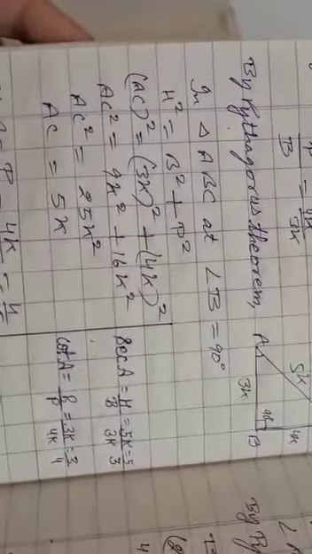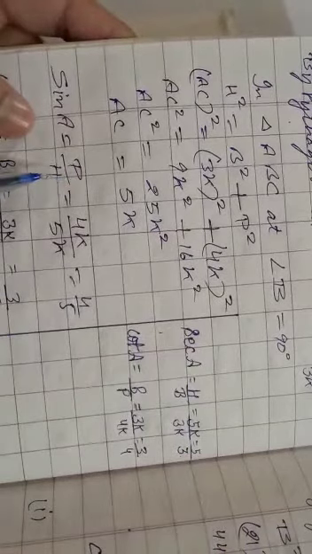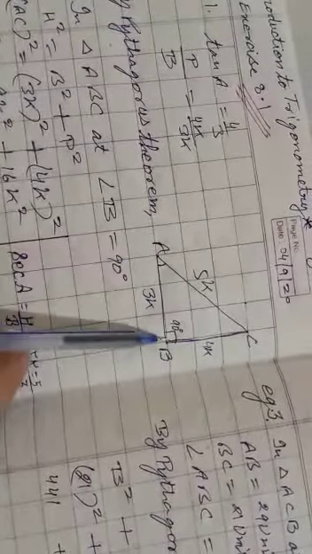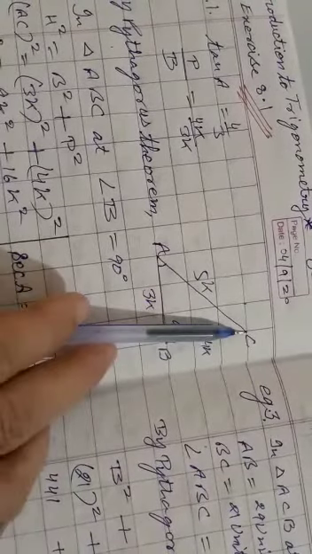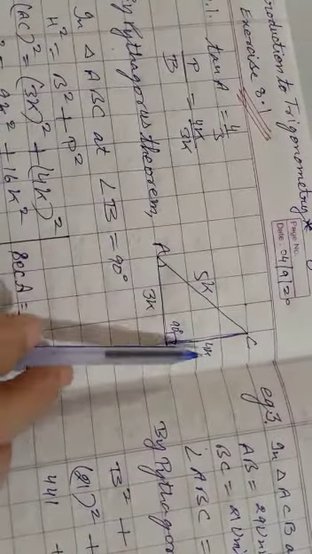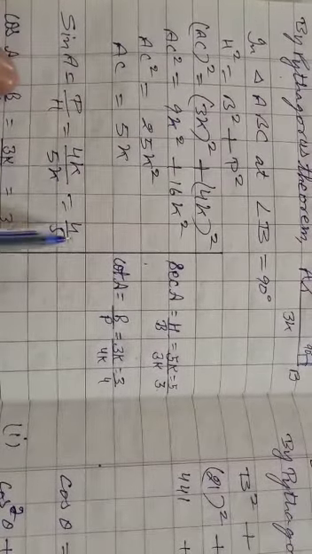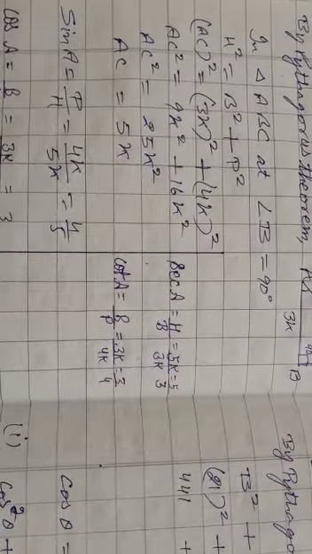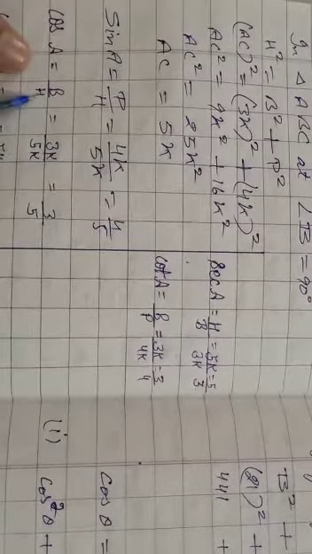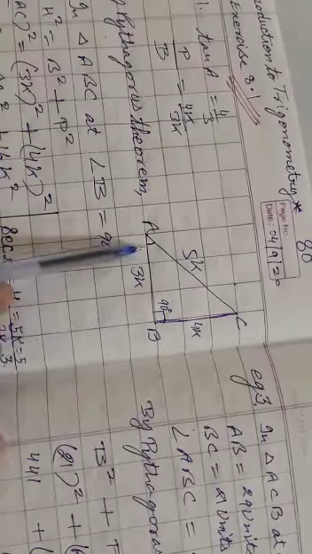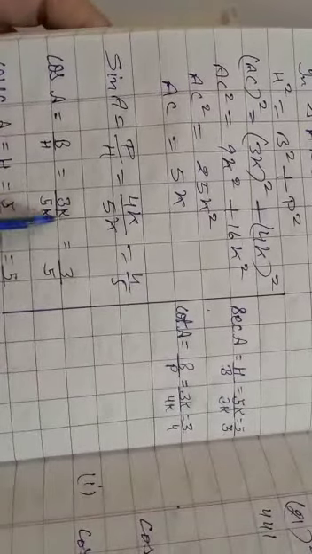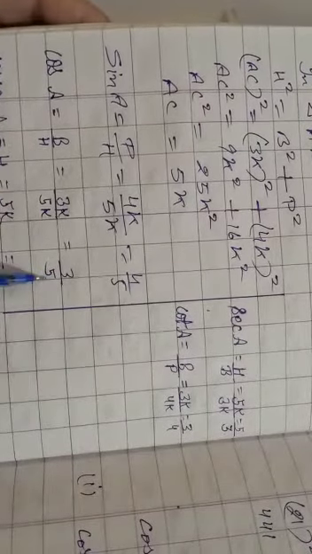Now find the other trigonometric ratios of angle A. So we write sin A, perpendicular upon hypotenuse, 4k upon 5k, k cancel out, 4 upon 5. Cos A, base upon hypotenuse, 3k upon 5k, k cancel out, we get 3 upon 5.